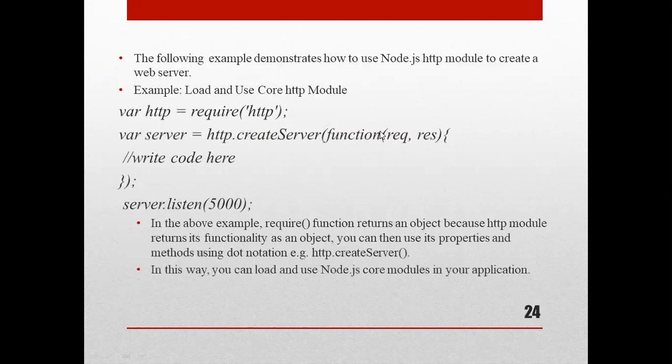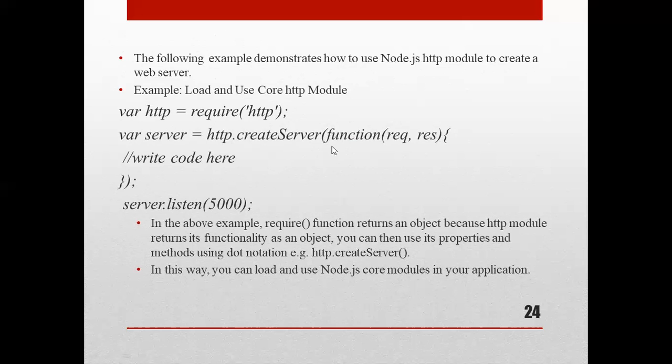Here you can see one example of loading and using the core HTTP module. We have taken one variable, http, equals require function with the module name http. HTTP is a core module in Node.js. Another variable is server, where server equals, now we are going to use the methods of that HTTP core module. Here you can see http.createServer. createServer is a method from that HTTP module.